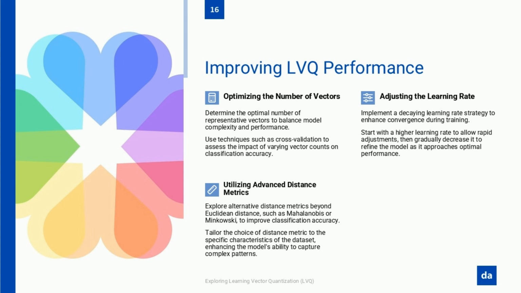Finally, one of the most powerful ways to improve LVQ is to combine it with other models. Hybrid approaches, like using LVQ with neural networks or combining it with deep learning for feature extraction, can enhance its accuracy while keeping classification fast and efficient. This is especially useful in complex problems like image and speech recognition, where LVQ alone might struggle with raw data, but excels when used alongside deep learning.